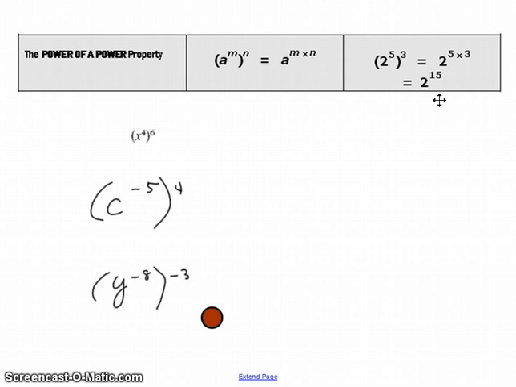Based on that, go ahead and do those three. I'm sorry if my handwriting isn't terribly clear. This second one says c to the -5th to the 4th power, and the third one down here says y to the -8th to the -3rd power. So go ahead and hit the pause button. When you come back, I'll show you the answers to these three.